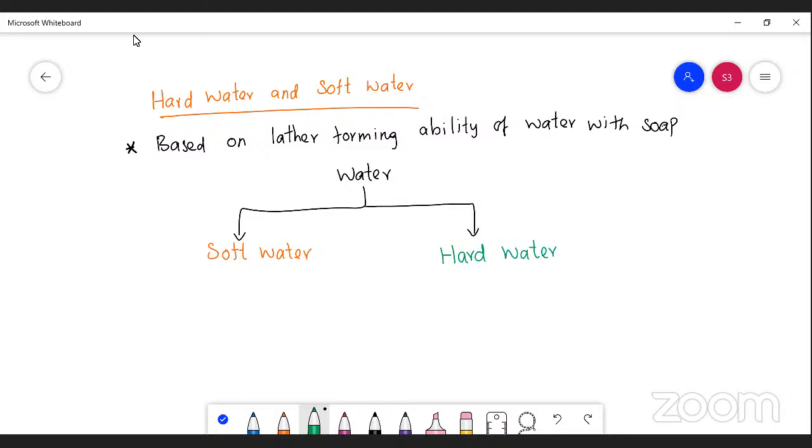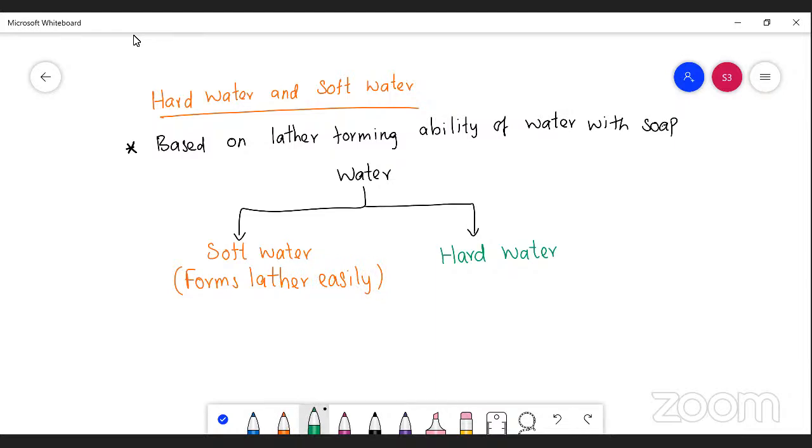Why do we classify water into soft and hard? Based on lather forming ability. What do you mean by lather forming? It means it easily forms froth with the soap. The soft water is one which forms lather easily, then we call it soft.